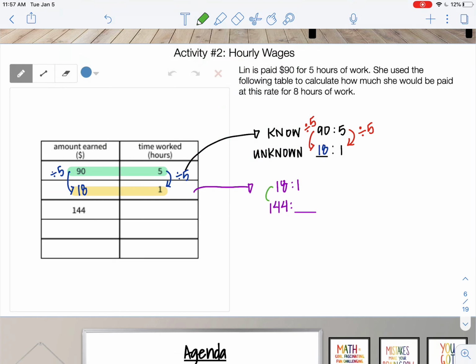If that's something that you didn't know off the top of your head, you could always divide 144 divided by 18, just to tell you that the factor is 8. Because I multiplied the left side by 8, I'll also multiply the right, and my missing number is 8.